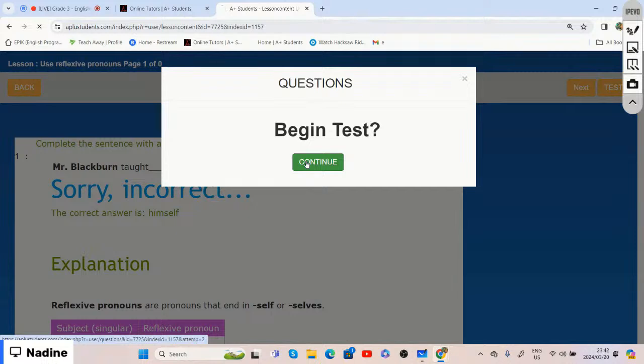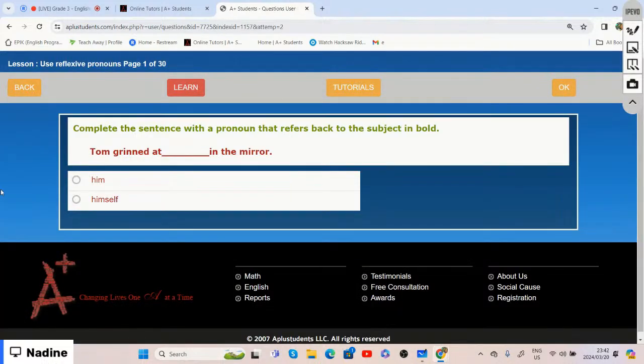Not her, himself, right? We need to complete the sentence with the pronoun that refers back to the subject in bold, which means it needs to be a reflexive pronoun if it refers back to the subject, right? So Tom, who is a boy, grinned at himself in the mirror or grinned at him in the mirror. Something that refers back to Tom.